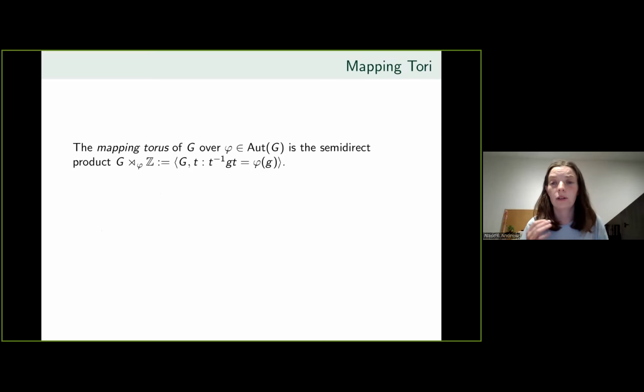And the groups that I'm going to be talking about are what's known as mapping tori. So the mapping torus of a group G that I began with over some automorphism phi is a semi-direct product, G semi-direct Z, where the action of Z is given by phi. So playing perhaps slightly loose with group presentations, we're going to take G, imagine I have thrown in whatever relators I needed to throw in, perhaps the multiplication table, and add one extra generator t, and I'm going to say that when I conjugate any element of G by t, I see whatever phi did to G.